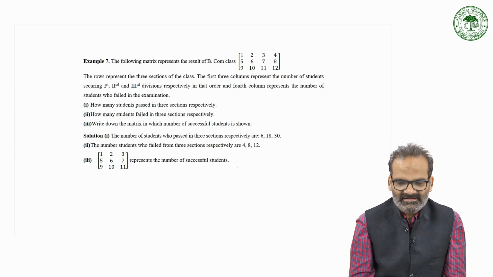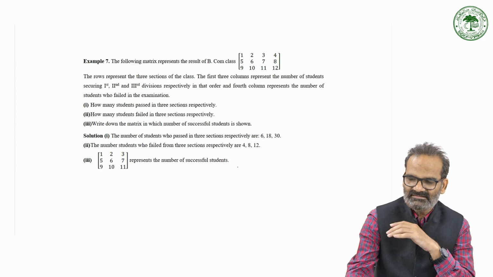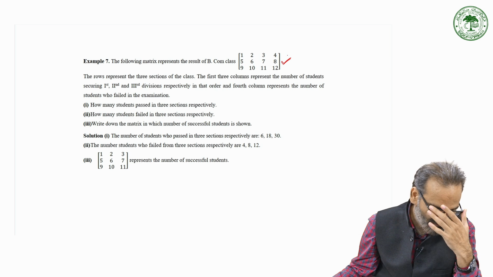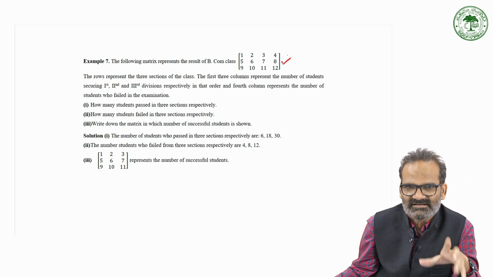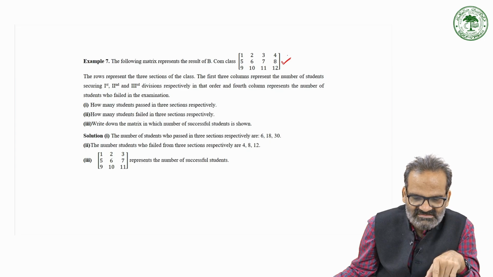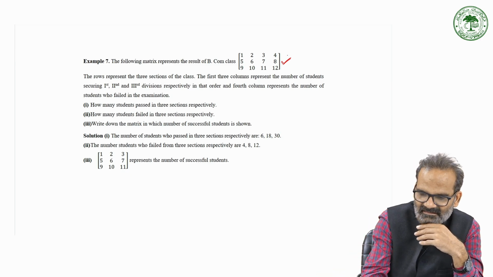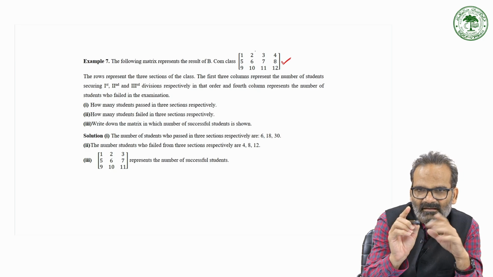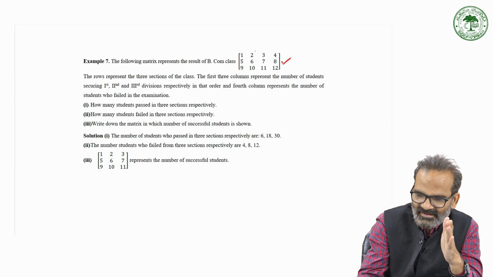The following matrix represents the result of BCom class. So this is a matrix which shows the result of the students of BCom class, right? What does this matrix represent? Let us see. The rows represent the three sections of the class, right? There are 3 rows. Row 1 is section 1, row 2 is section 2, row 3 is section 3, okay?